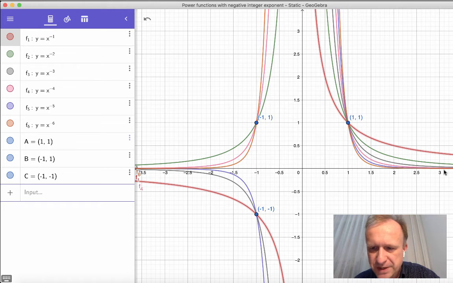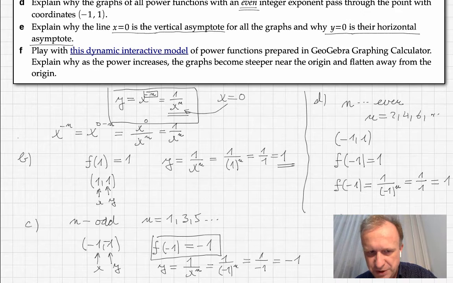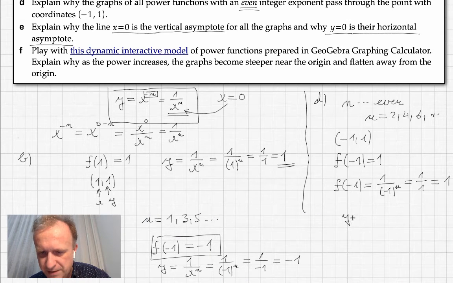The question is, do they ever cross this line? Does any branch of these graphs cross this line? And my answer is definitely no. And the reason for this fact is this. You know that y is 1 over x to the power of n, and imagine that it would cross the horizontal line y equals 0. Then, of course, y would be 0. So imagine that you would have the equation 0 equals 1 over x to the power of n.